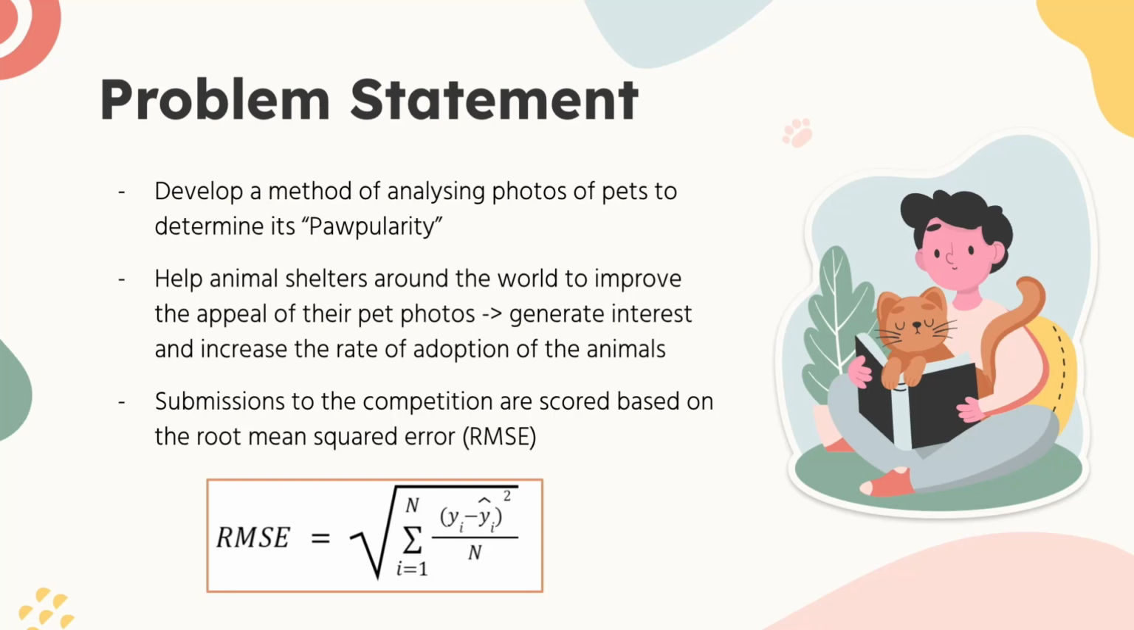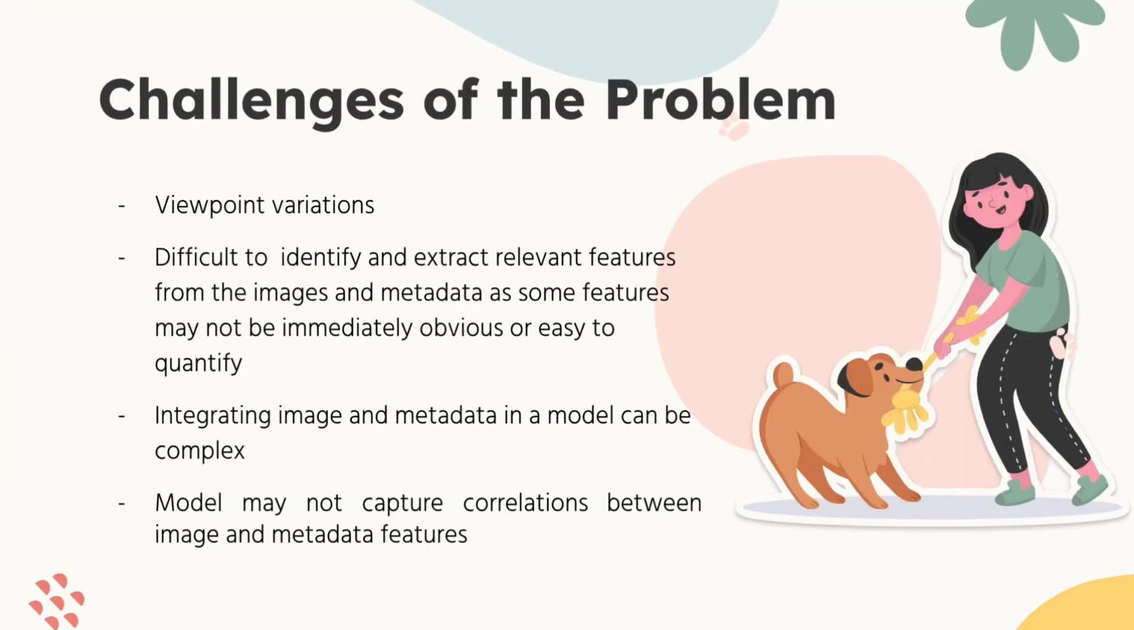The aim of this project is to develop a method of analyzing photos of pets to determine their popularity, which is a tool for measuring how attractive pet photos will be. By determining the popularity, we can help animal shelters around the world to improve the appeal of their pet photos, generate interest and increase the rate of adoption of the animals. Submissions to the competition are scored based on the root mean squared error.